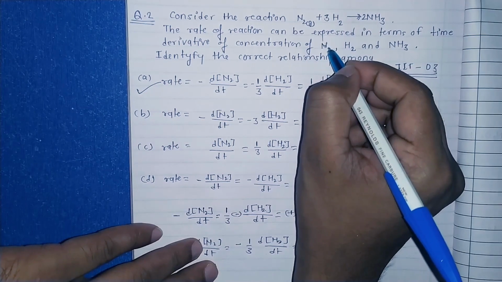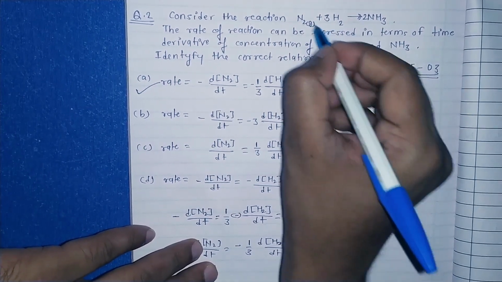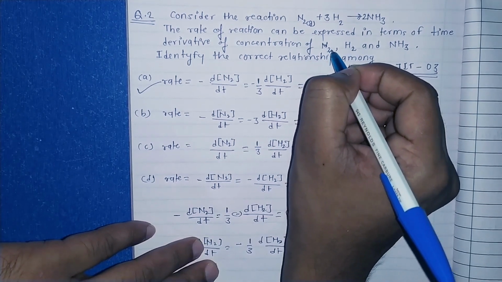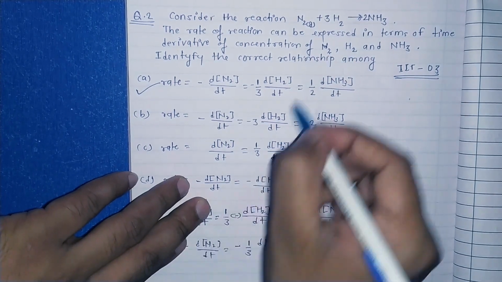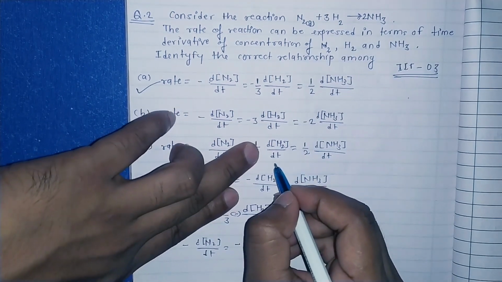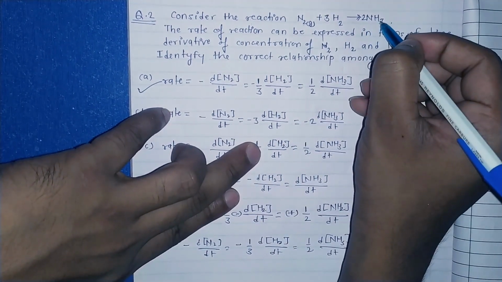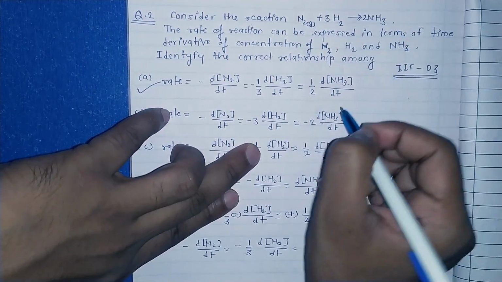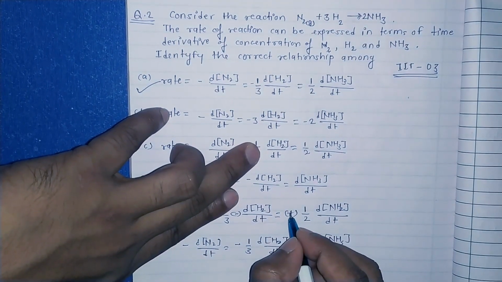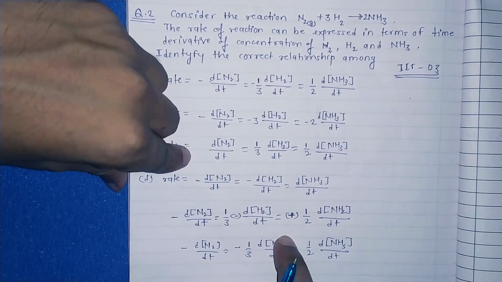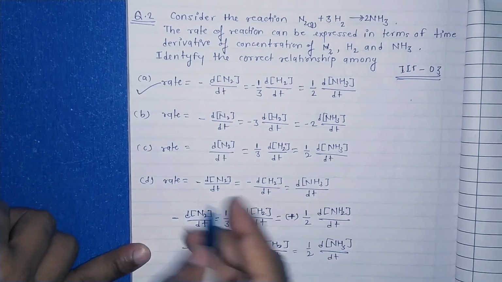So for N2, N2 is our reactant molecule, so it will be minus dN2 upon dt. Similarly for H2 it will be minus dH2 upon dt, and similarly for NH3. Now here NH3 is our product, so in case of a product it will be a positive sign. Okay students, so write all these things.